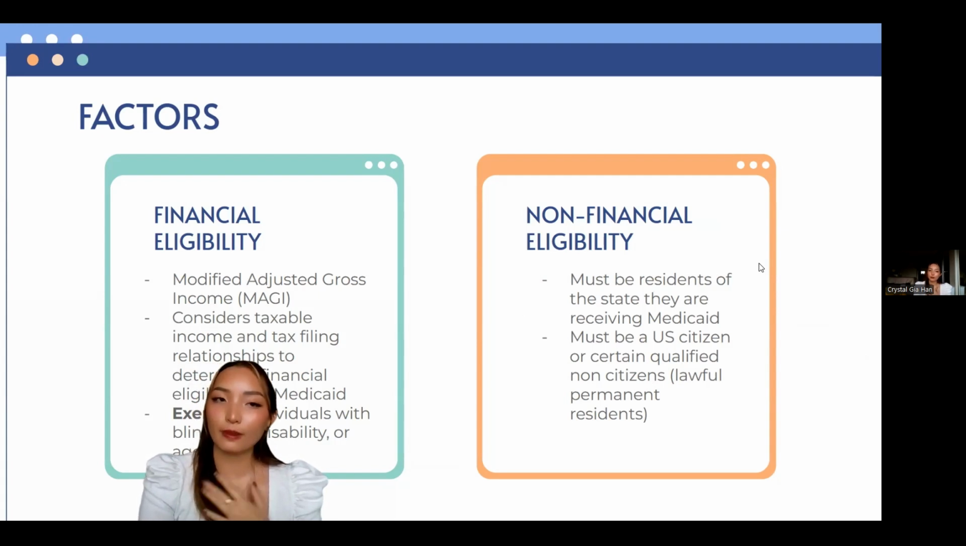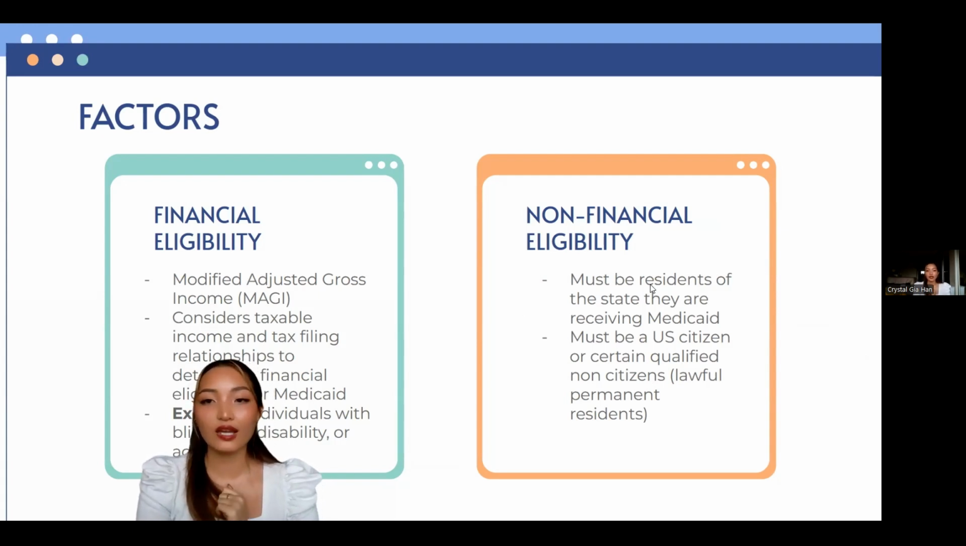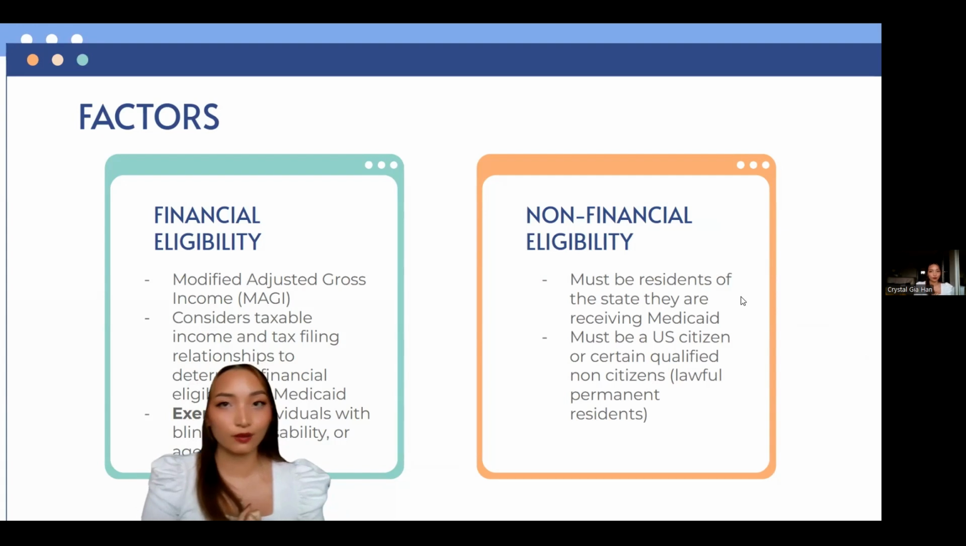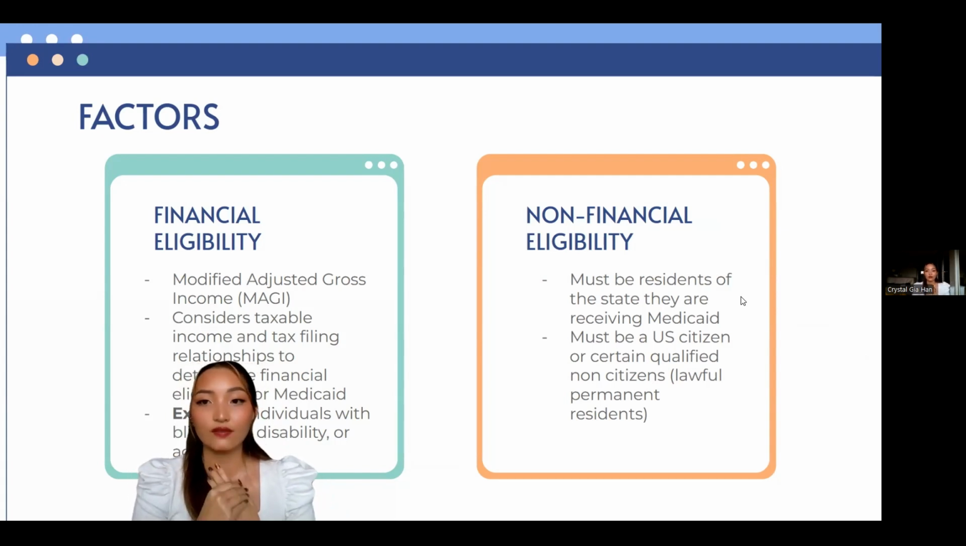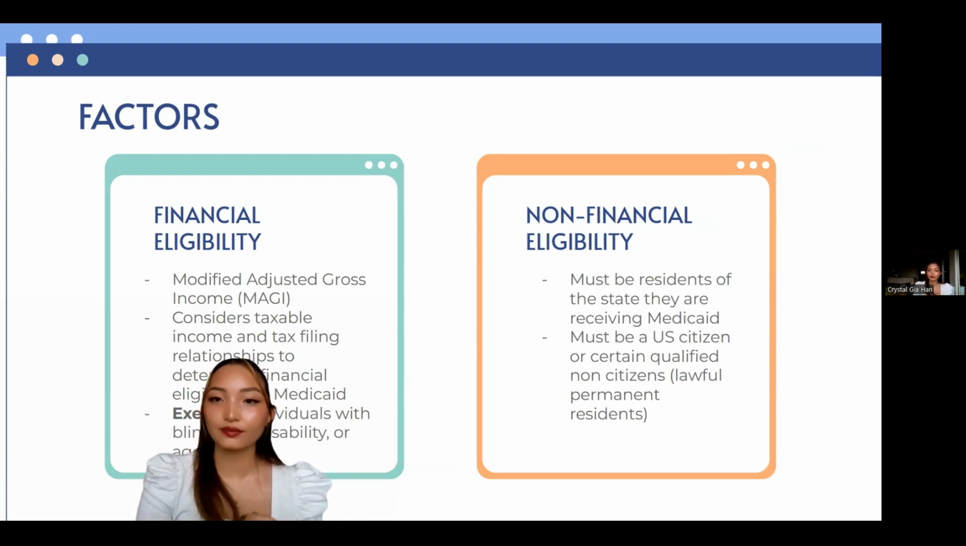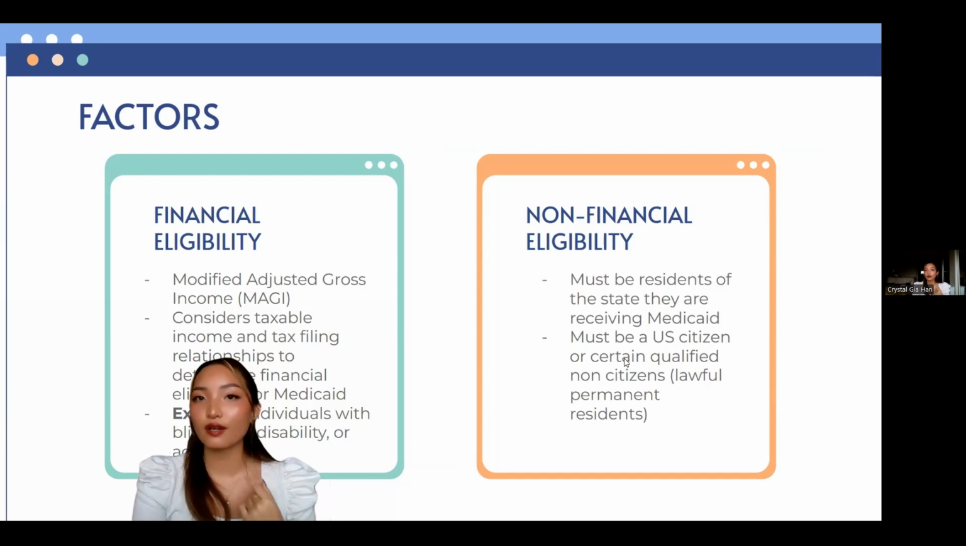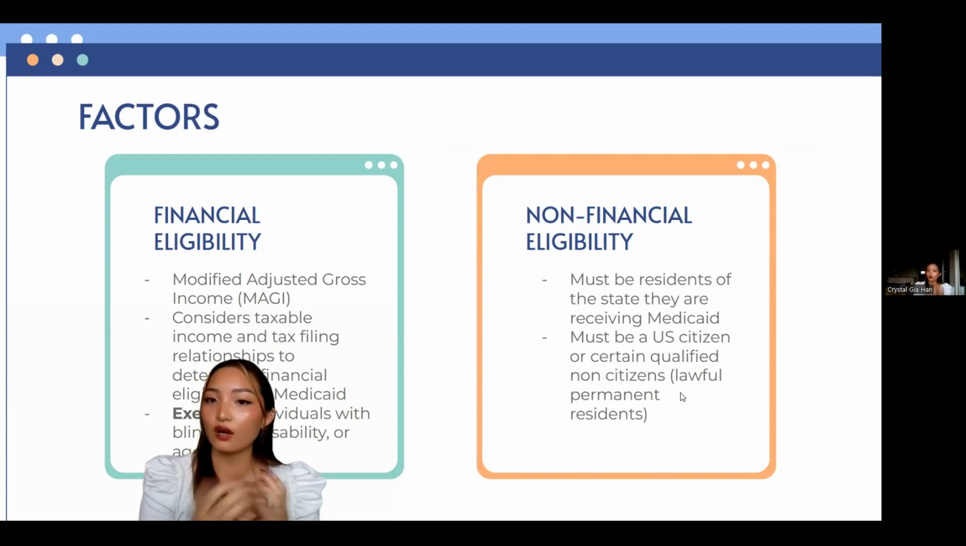Individuals who are applying for Medicaid must be residents of the state that they are applying in. So if you are applying in California, for example, you must be a California resident. And secondly, you must also be a US citizen or certain qualified non-citizens, which are lawful permanent residents or green card holders.